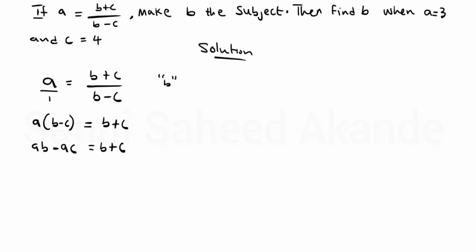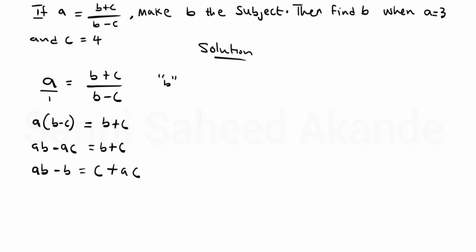What we want to make the subject of formula is B. So all these terms that have B, I'm going to put them at the left hand side, while other terms go to the right hand side. So I will do that by writing AB, then this B will come to the left hand side here, it becomes minus B, then equal to C. This AC goes to the right hand side, it becomes plus AC.